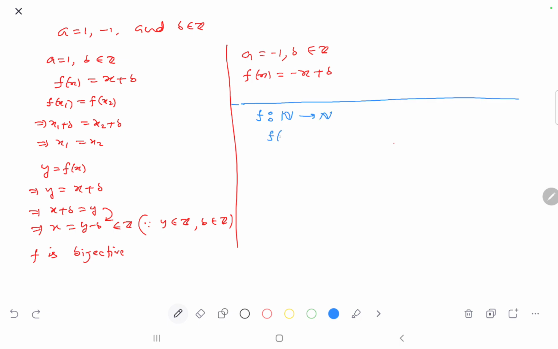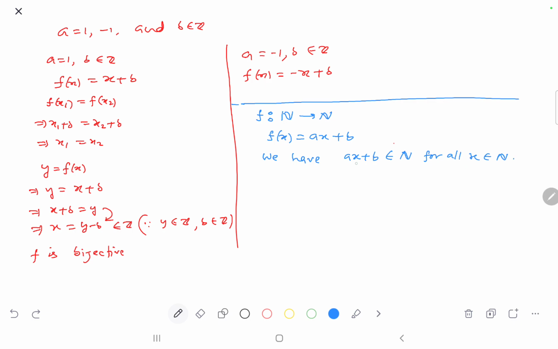The formula is f(x) equals ax plus b. So it is clear that a and b must be integers. Got it? Did you understand? a and b must be integers because we have ax plus b a natural number, sorry, not integer, natural number, for all x belonging to the natural numbers.